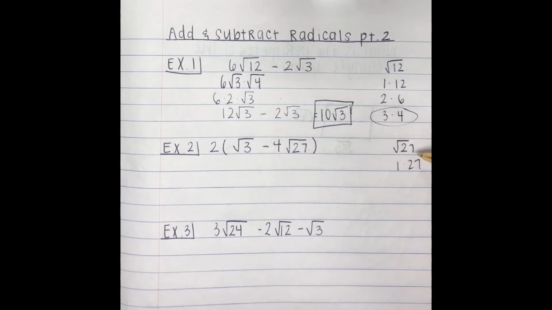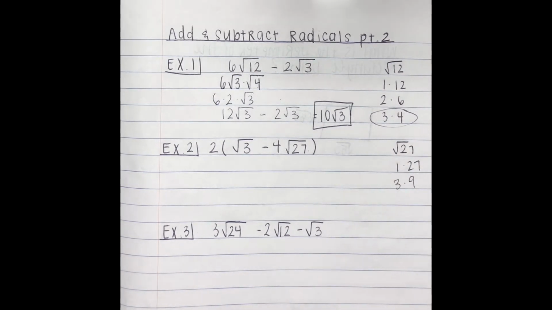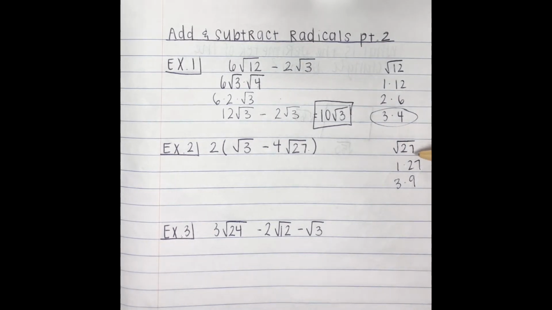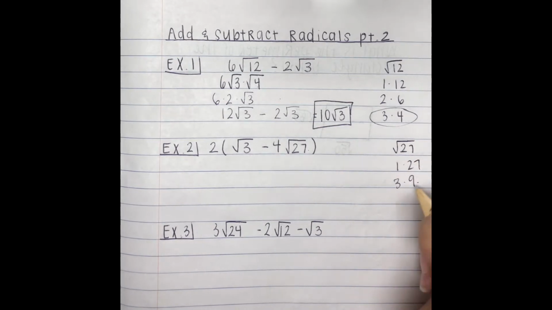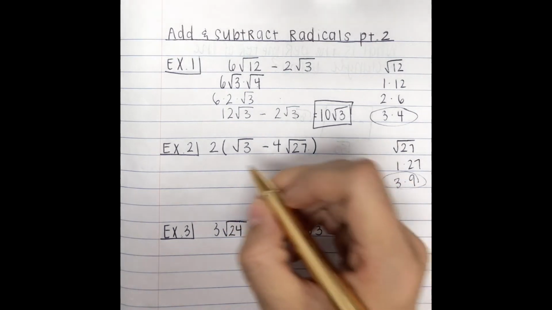It's not divisible by 2. It is divisible by 3. And that is it. Okay, you could try 4. It wouldn't work. 5, 6, 7, 8. None of them work. These are the only things. And our greatest perfect square would be 9. So we're going to use 3 times 9.